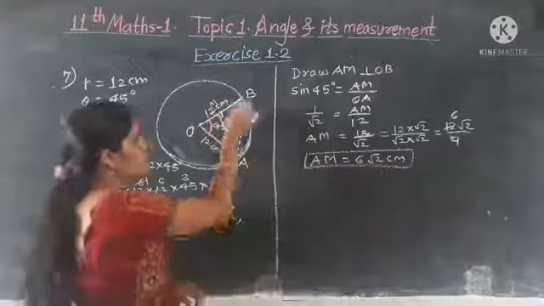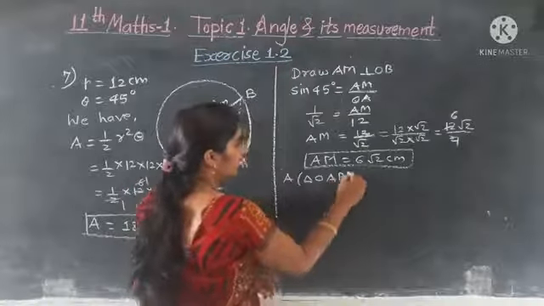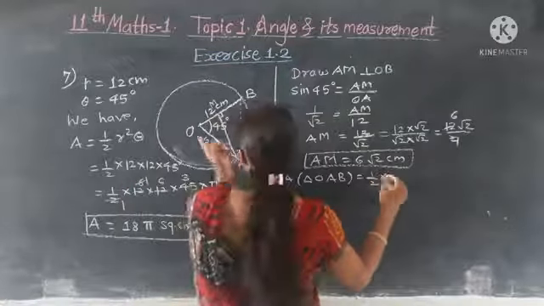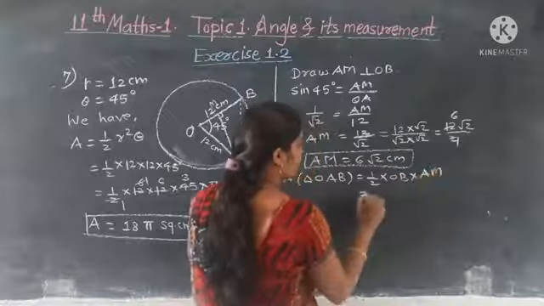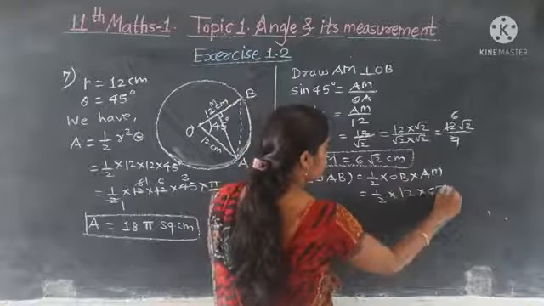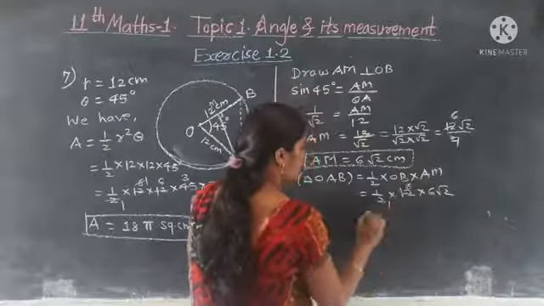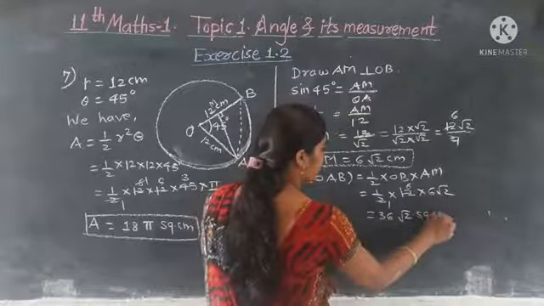Now to find area of triangle. Area of triangle OAB equal to half into base OB into height AL. Half into OB 12 into 6 root 2. That is 36 root 2 square centimeter.